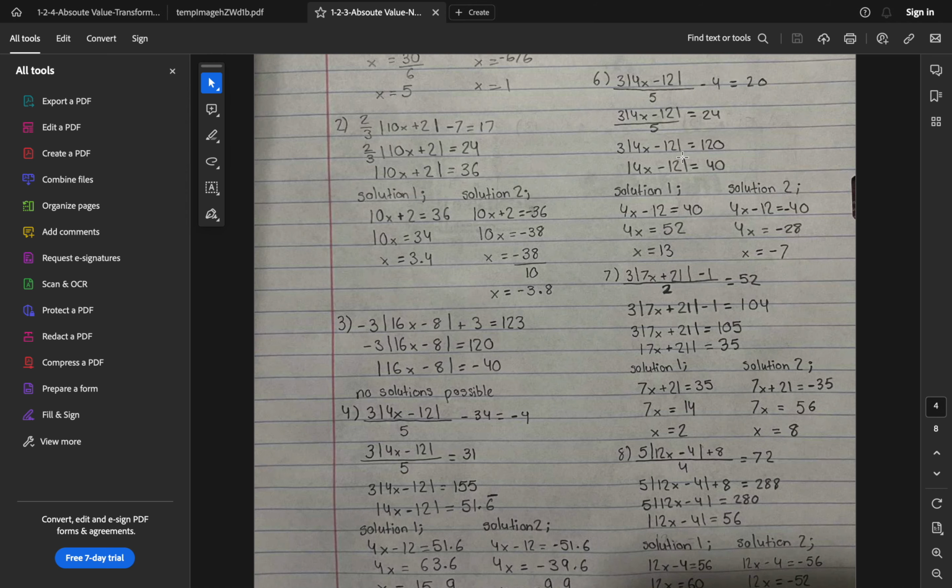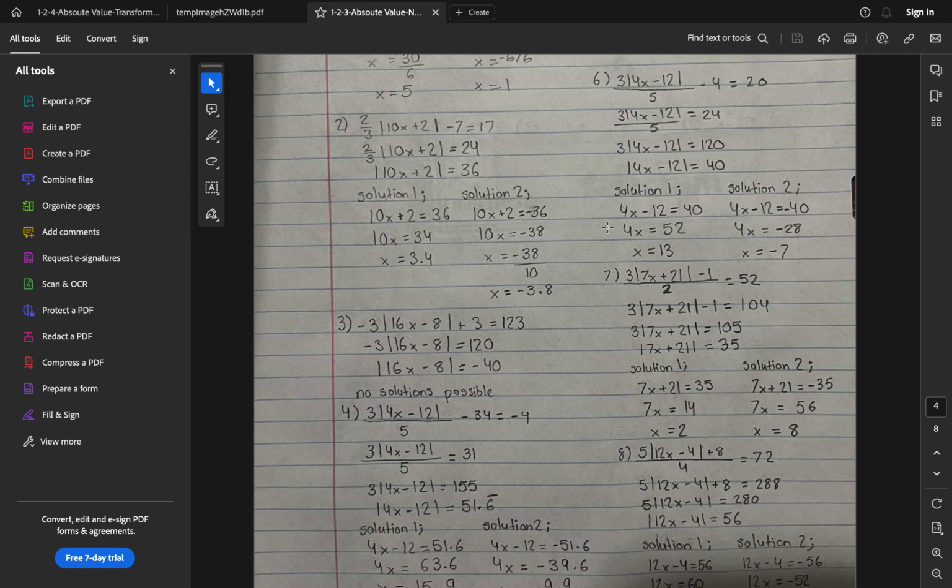For question 6, it's 3 times the absolute value of (4x minus 12) over 5, minus 4, is equivalent to 20. We end up getting 3 times the absolute value of (4x minus 12) over 5 is equal to 24. Once again, we isolate by multiplying by 5 and then dividing by 3, which will give us the final: the absolute value of 4x minus 12 is equivalent to 40.